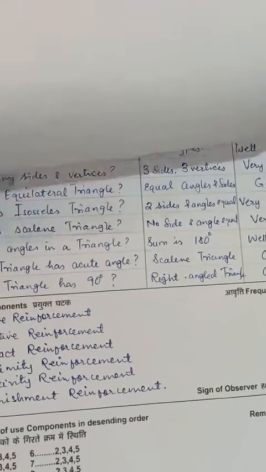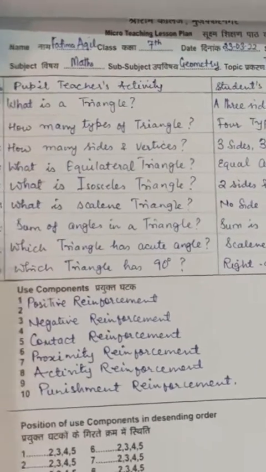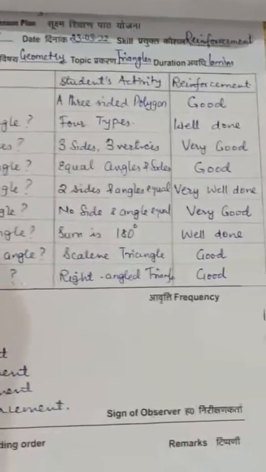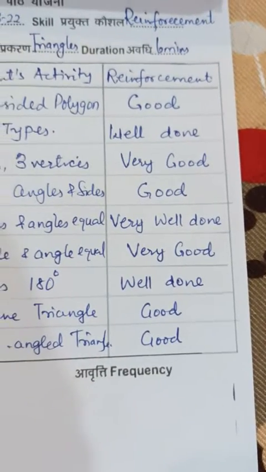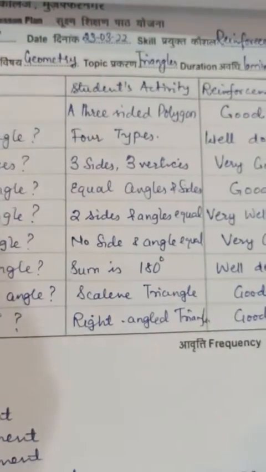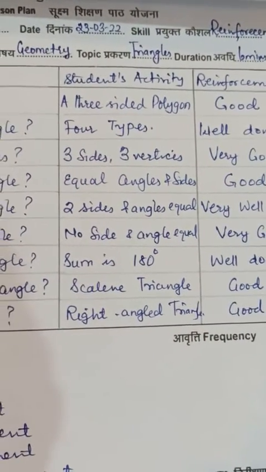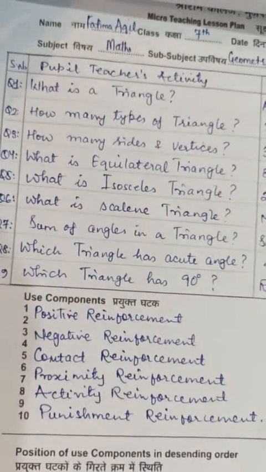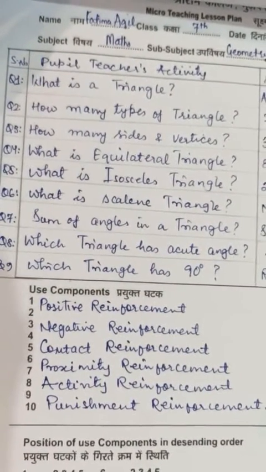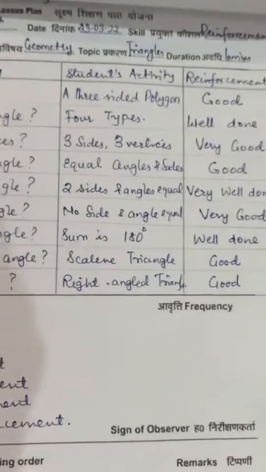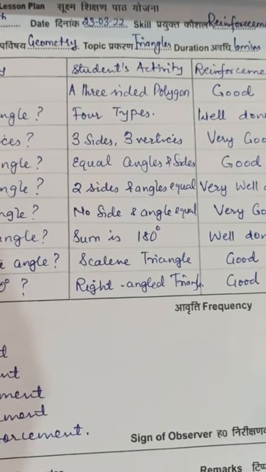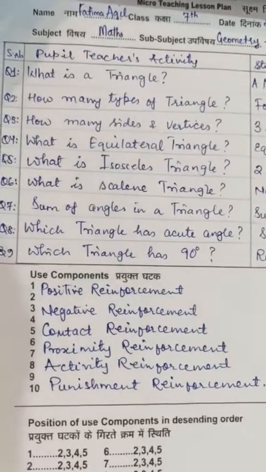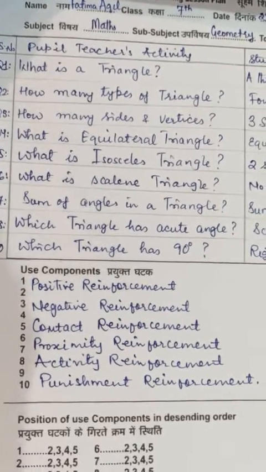And finally the reinforcement. We can see we have the pupil teacher's activity, the student's activity, and the reinforcement. So you see here there are these comments that are given based on the answers that the students have presented. The questions are here, they're all about the topic that we have just finished teaching the students. Their response is correct, that is to say they have listened carefully. And then we give the reinforcement skill, and these are the components that are used in the reinforcement skill.